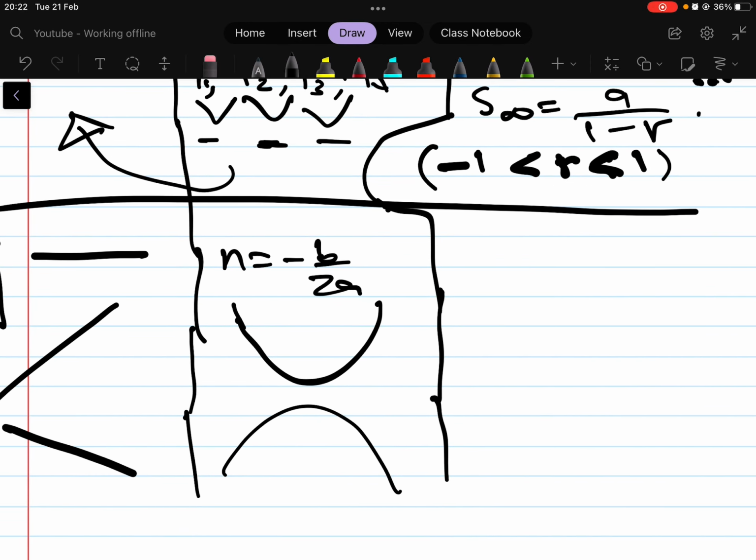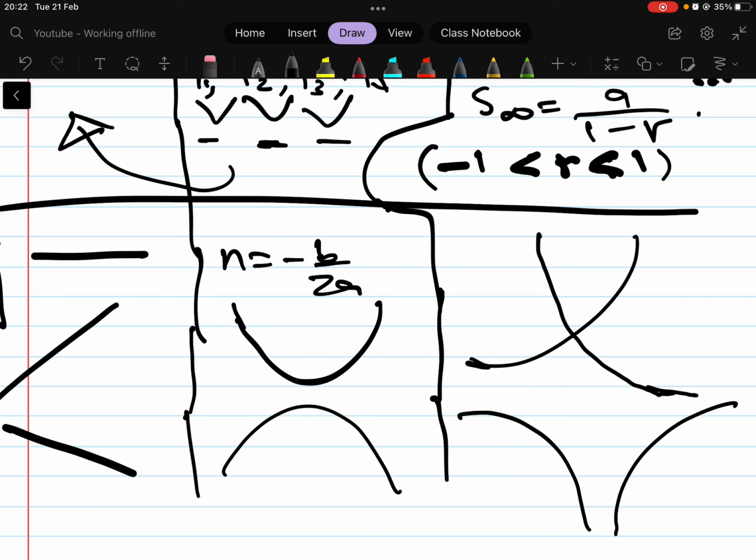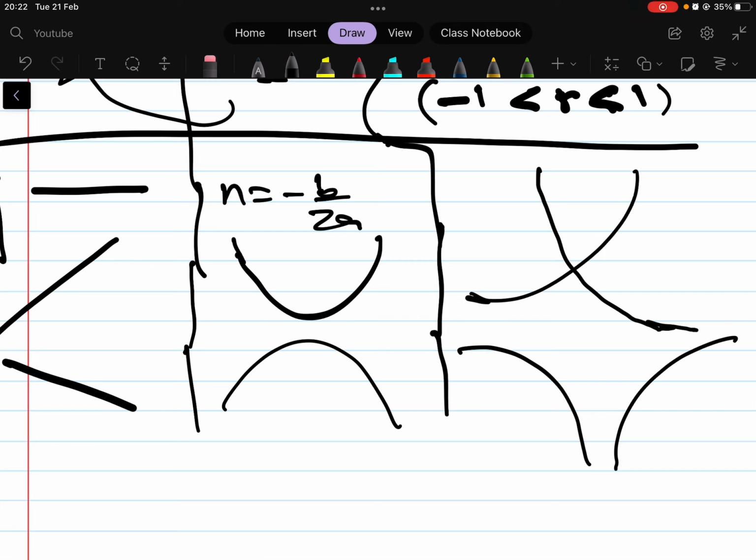And then for geometric, it is basically an exponential function. Remember, the graph is something like that. It could be like that, or could be facing down, inverted like that. But it's basically an exponential graph. That's a geometric function. It represents an exponential graph.